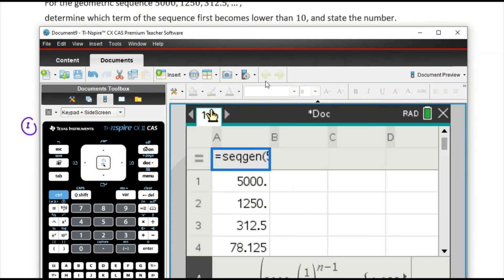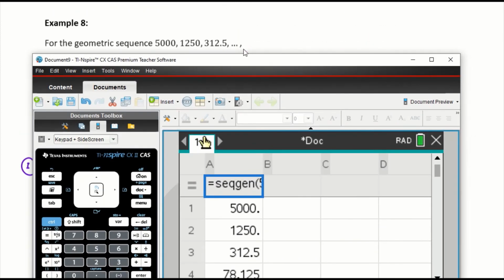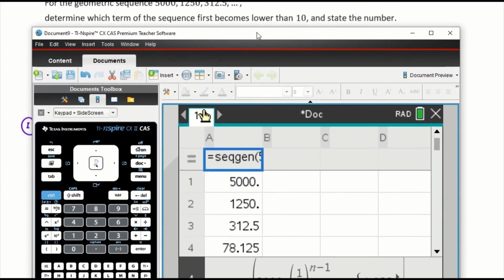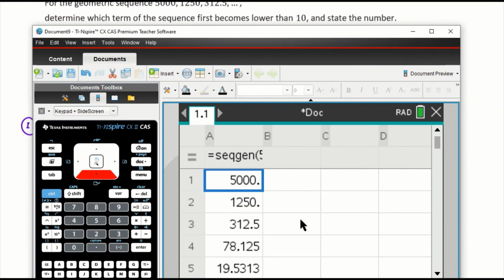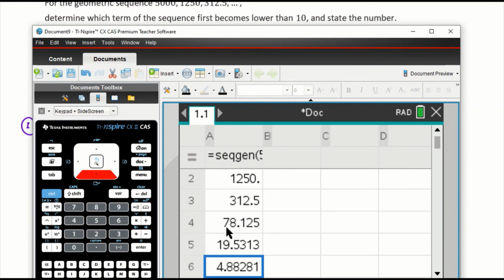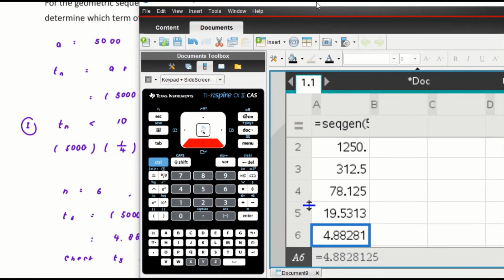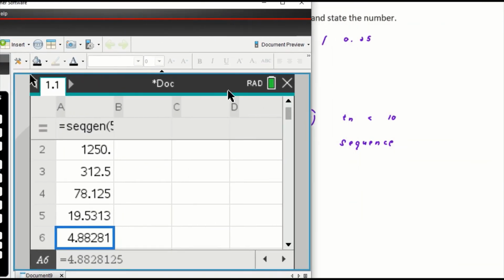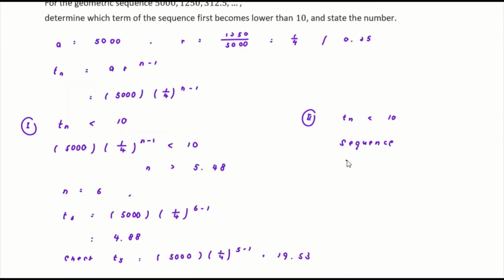When you check, this set of numbers must be the same as what we have here. If it's not the same, you will need to check again whether you typed anything wrongly. Then you check which one is lower than 10. So it's correct with your answer just now. You see 4.88 is the first one. Then T5 is still 19.53. If you are using your calculator to do that, like I said, you must write down two terms to show that that's the first one. So you need to write down T5 is equal to 19.53, and after that T6 is equal to 4.88.